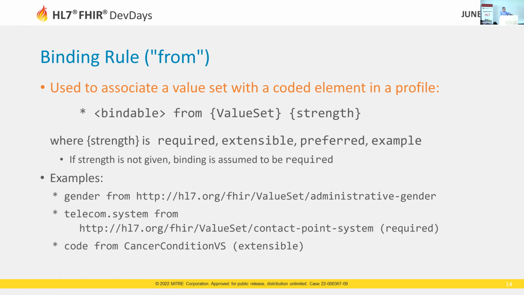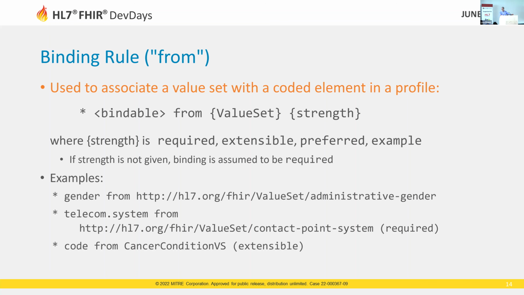Third type of rule is binding. A binding rule uses a keyword from. So we'll take something that is a bindable element, a data element that has a codable concept or a coding, and we'll just say where that value should come from. So for example, the gender might come from that administrative gender value set. So we give the full path to that value set, and that constraint will be built in.